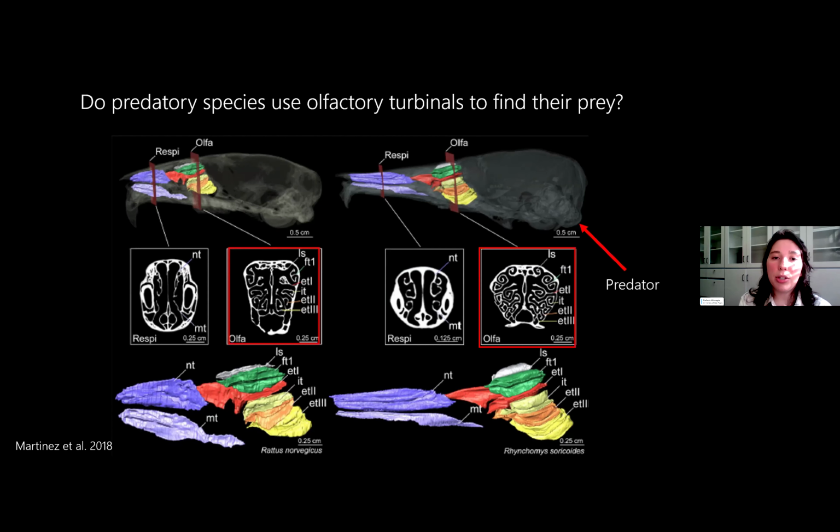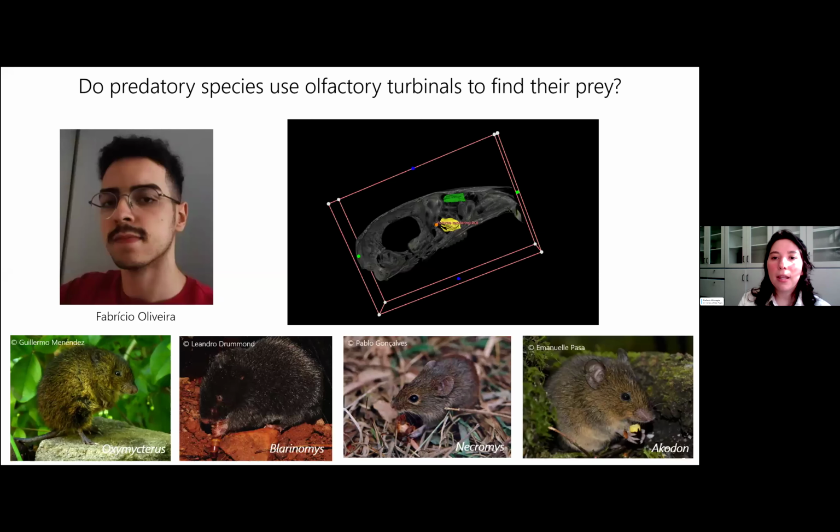And we see that predatory species have more complex olfactory turbinals, in the sense of having larger surface areas compared to non-predatory species, which may also be related to a more developed olfactory sense, helping them to detect prey.